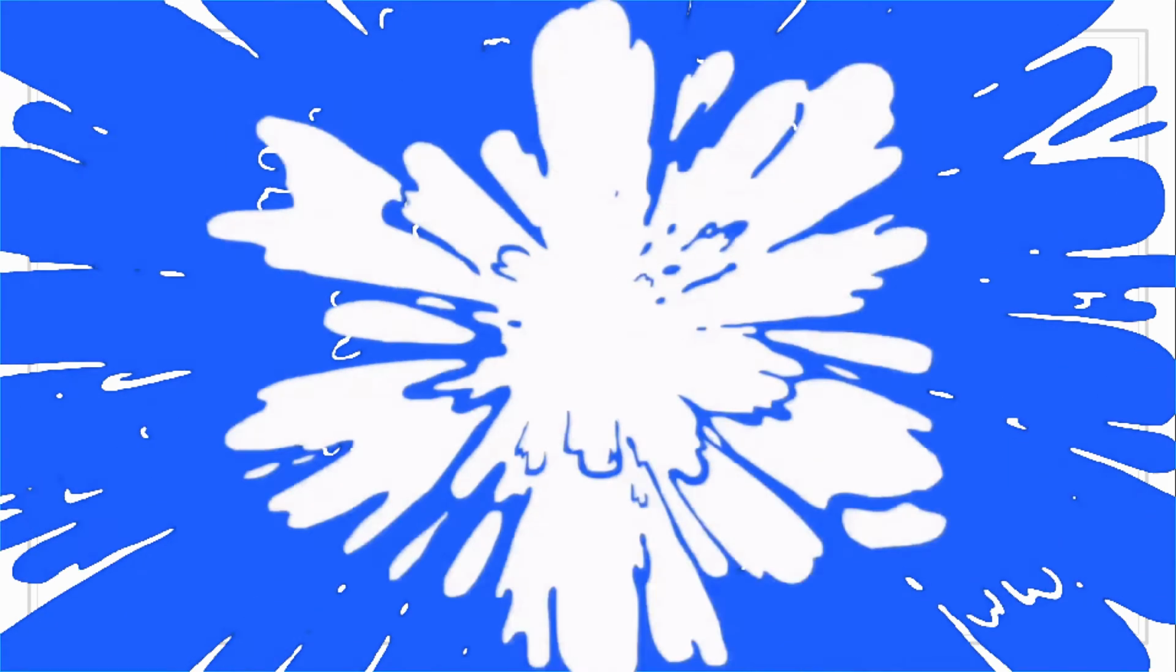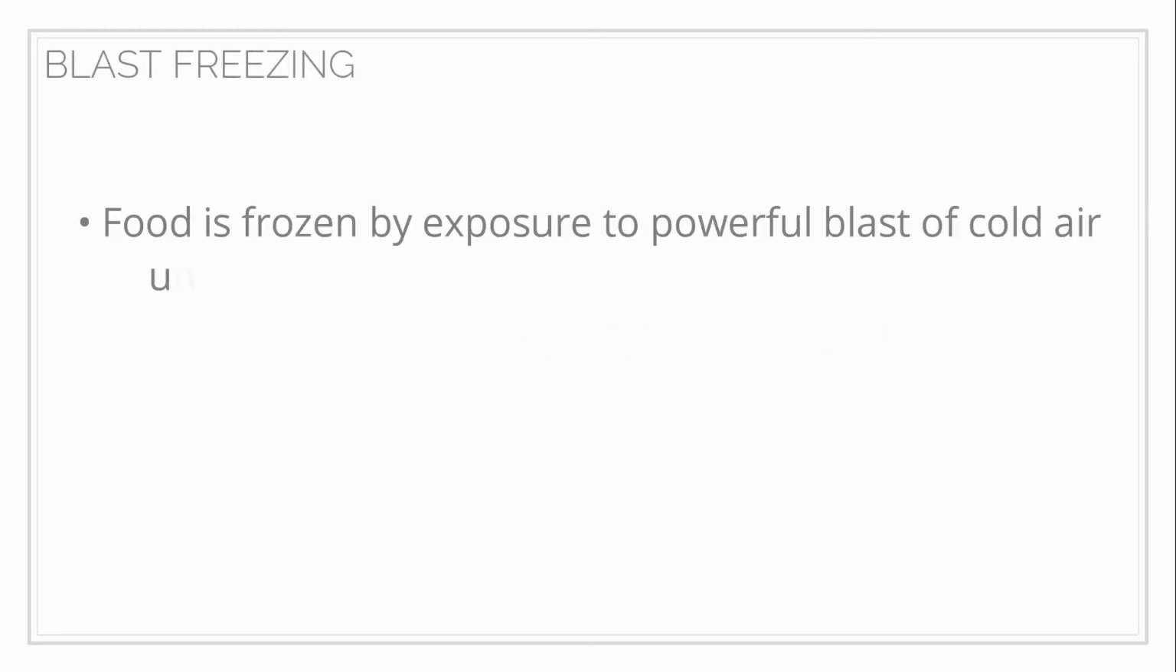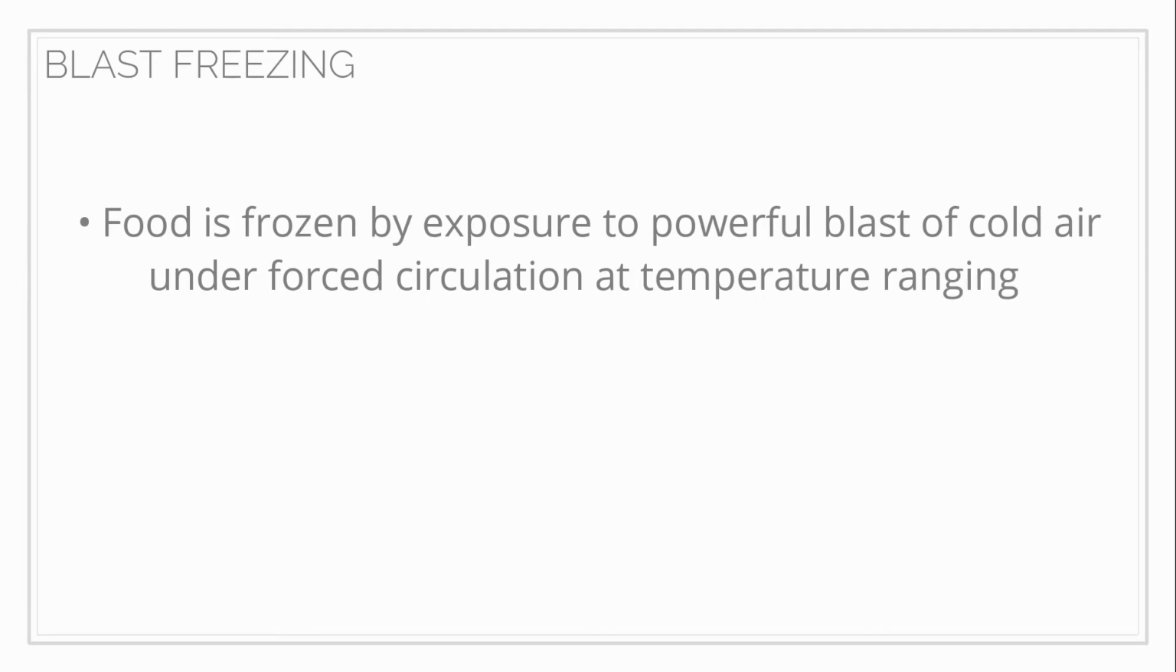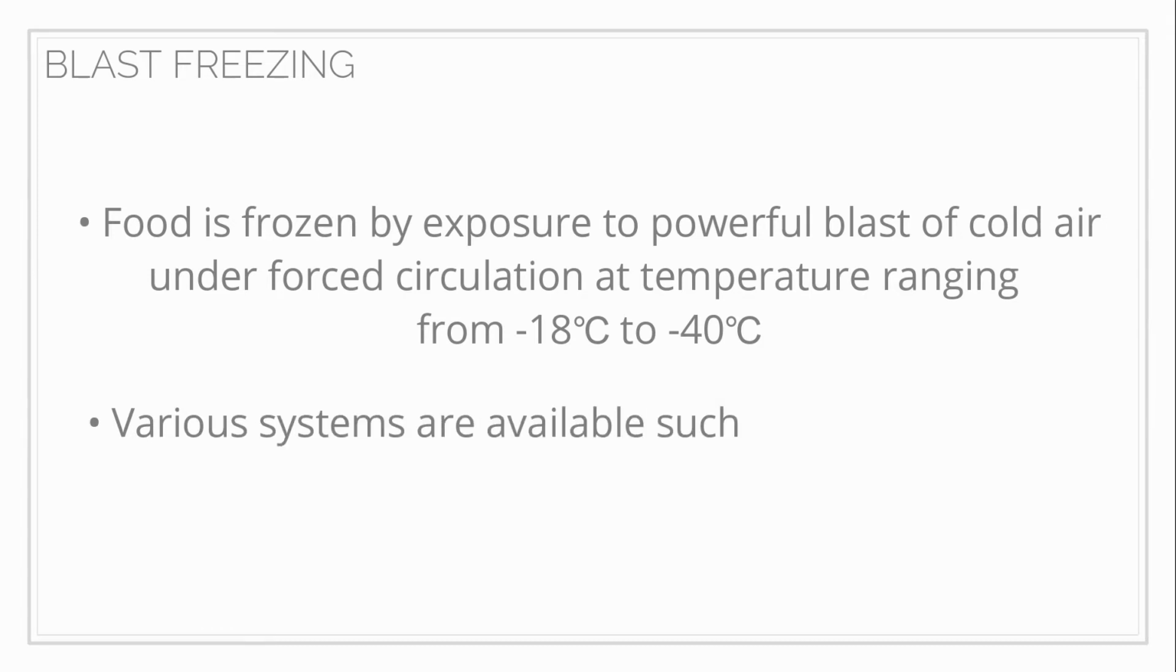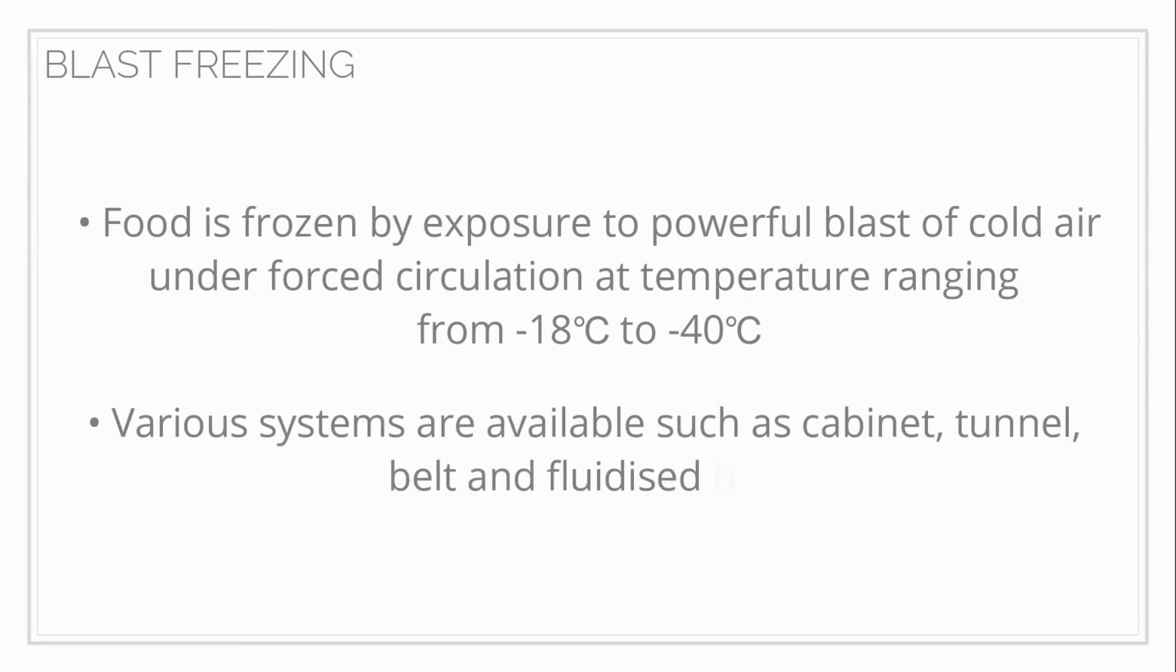In this video, we will share 4 freezing methods. The first method is blast freezing. Food is frozen by exposure to a powerful blast of cold air under forced circulation at temperatures ranging from -18 to -40 degrees Celsius. Various systems are available such as cabinet, tunnel, belt, and fluidized bed.